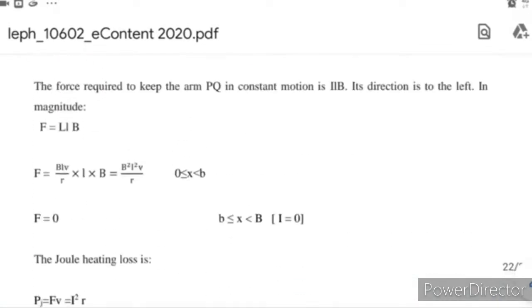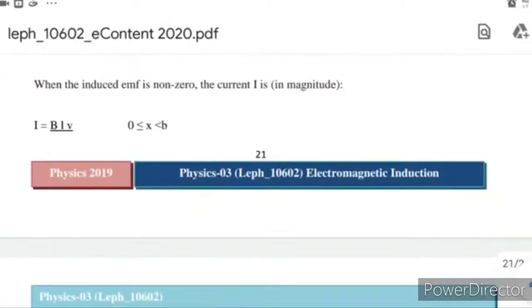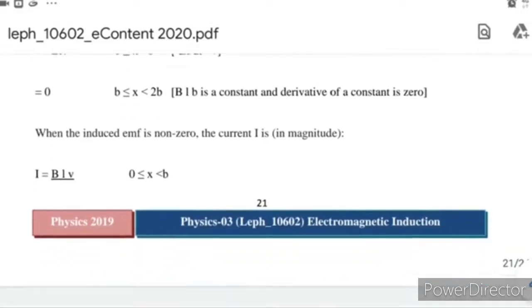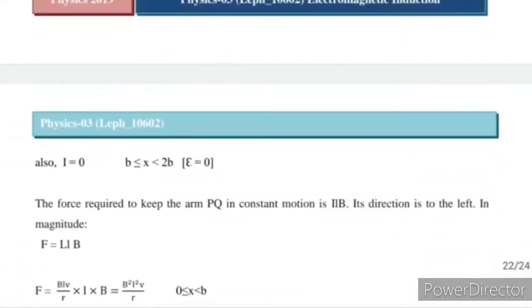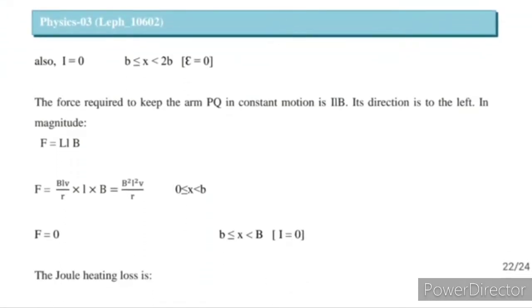That's what we have to find, that is force. First of all, we need to find the expression for force, that is the force required to keep the arm PQ in constant motion, and that force is IL cross B, and in this case IL cross B becomes ILB. Its direction is towards the left when it is moved from 0 to B, because of the force experienced by the conductor.